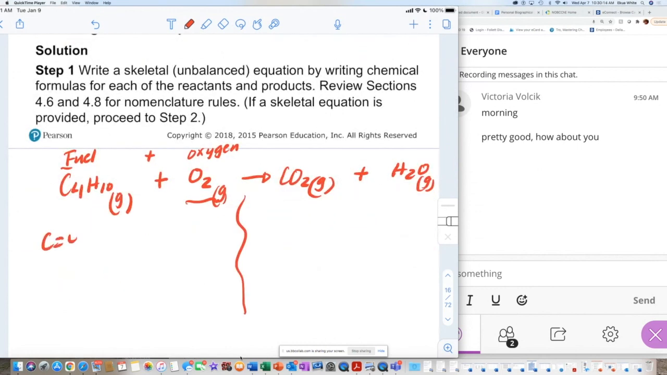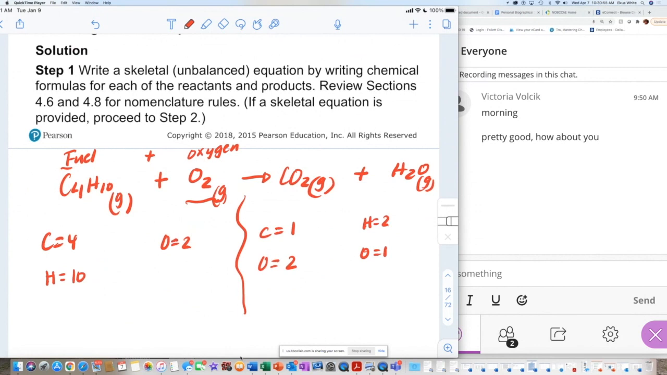Like before, carbon 4, hydrogen 10, oxygen 2, carbon 1, oxygen 2, hydrogen 2, oxygen 1. Okay, so by quick examination, I see that I have four carbons on the left and one on the right, correct, as far as the amounts. Only one formula on the left has a carbon and one on the right has a carbon. One formula on the left has a hydrogen and one on the right has a hydrogen. One formula on the left has an oxygen, but two formulas on the right have oxygens. If you have a scenario like that where it's more complicated, do the oxygen last.